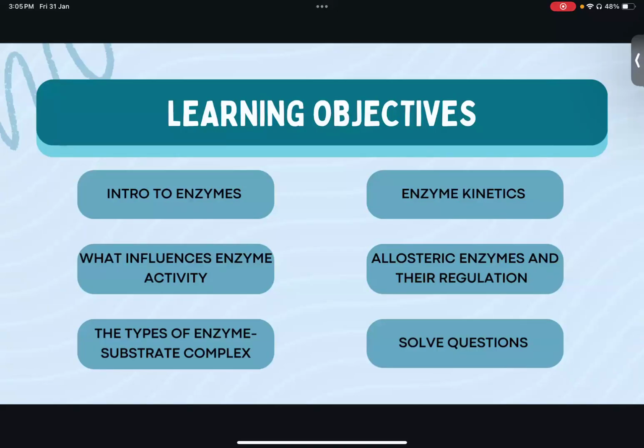So we'll go over the enzymes, and we'll have an intro to the enzymes. Then we'll talk about what influences enzyme activities, the types of enzyme substrate complex, and then the enzyme kinetics, allosteric enzymes, and their regulation, and then lastly we will solve questions.